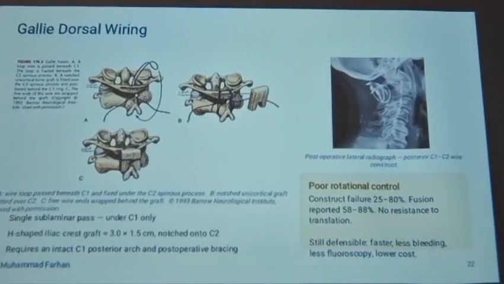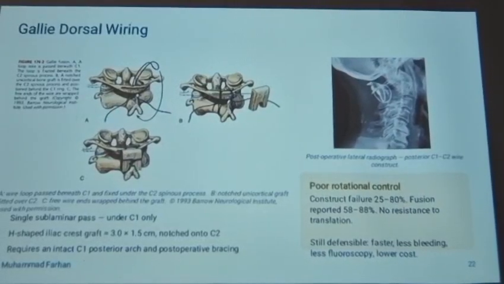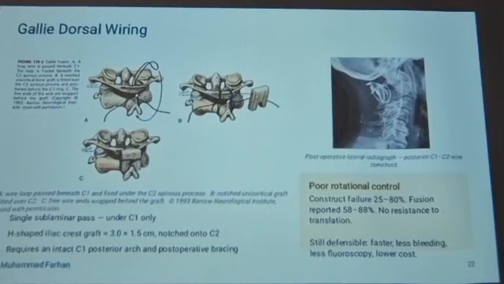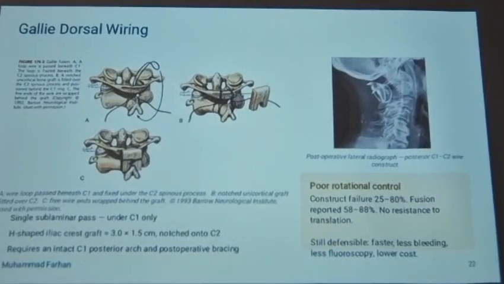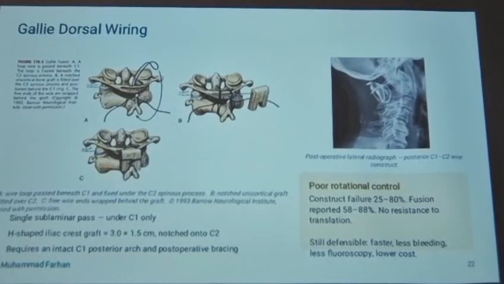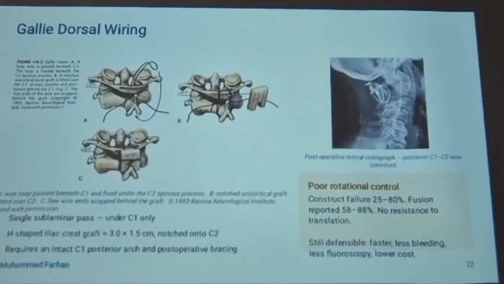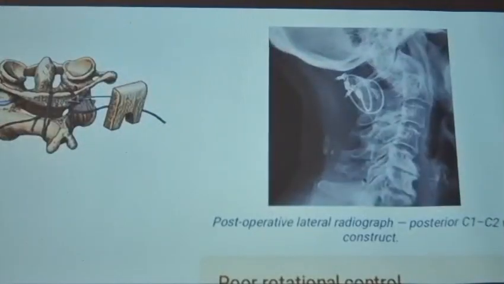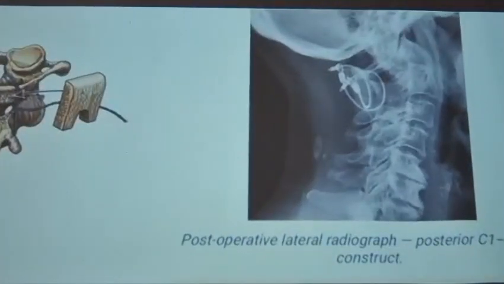So this is the Gallie dorsal technique, and usually it has a high failure rate of 25 to 80%, but it can be used for reinforcement in some cases because it is faster, with less bleeding, less fluoroscopy, and lower cost. It can be used in pediatric patients. Usually the wire techniques are used in pediatric patients. We can also see the post-op X-ray of this Gallie technique. There are wires and the bone graft.